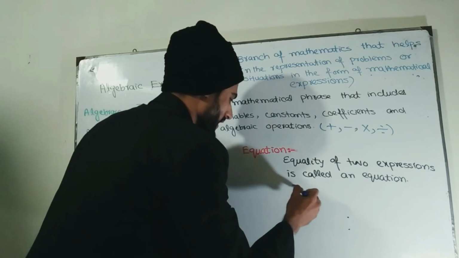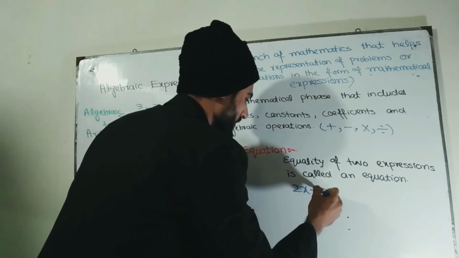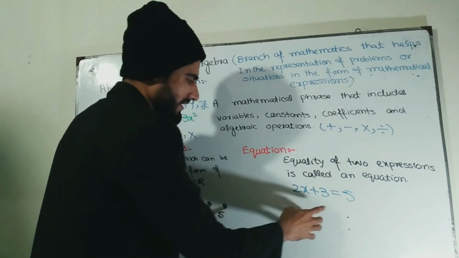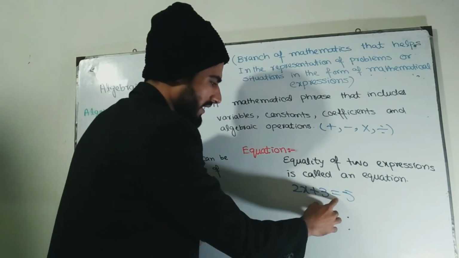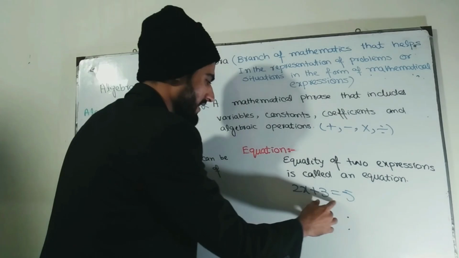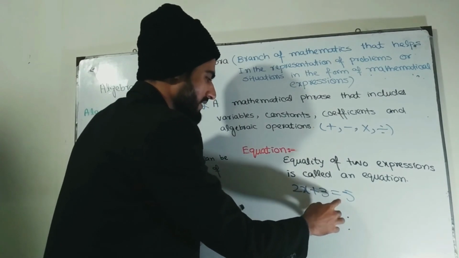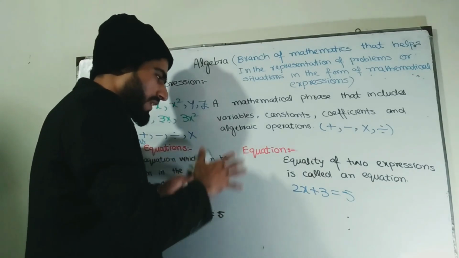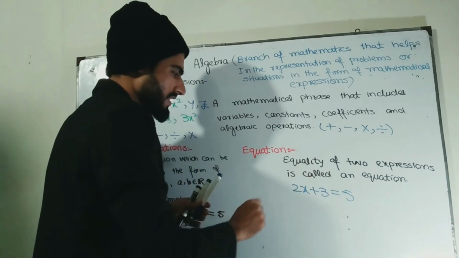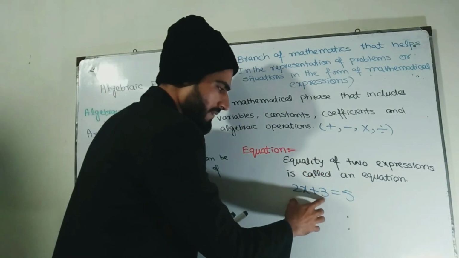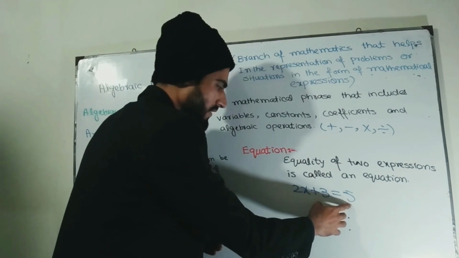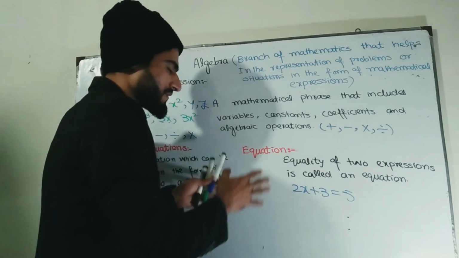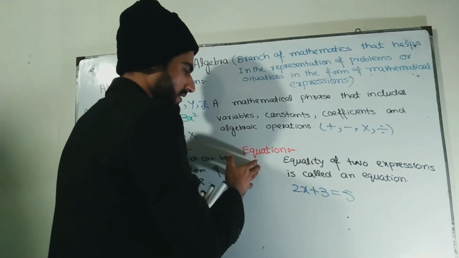So we can define this from an example. Here I have 2x plus 3 is equal to 5. Here I can see this is the equal sign. It is an expression and it is an expression too. The equal sign describes the equality of two expressions. The first expression is 2x plus 3 and the other expression is 5. This is the complete definition of an equation.